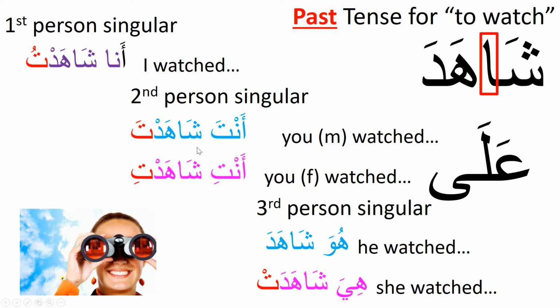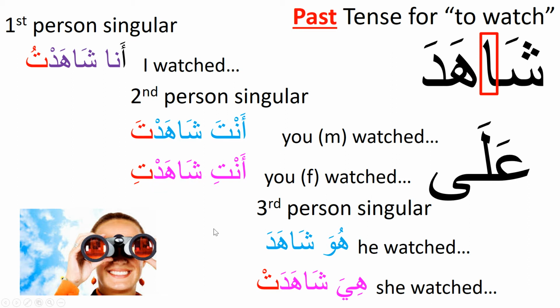You masculine, anta shahadta. Feminine, you feminine is anti shahadti. Notice our suffixes here. For I was tu, for you masculine was ta, for you feminine was ti. Let's go to he watched.